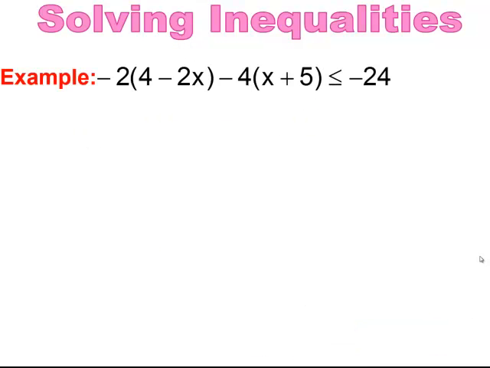Now we have a multi-step inequality, and we're going to first have to do the distributive property here. And when you do the distributive property, be very careful with your distributing. Negative 2 times 4 is a negative 8.